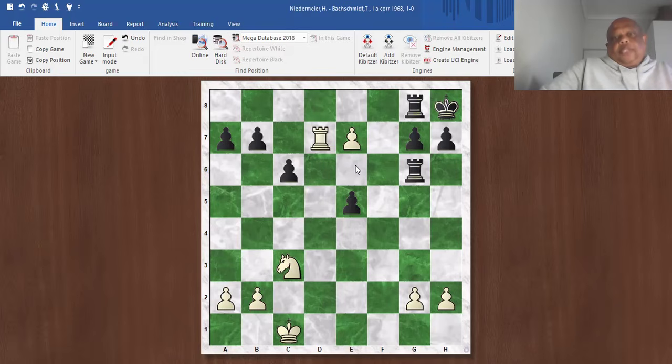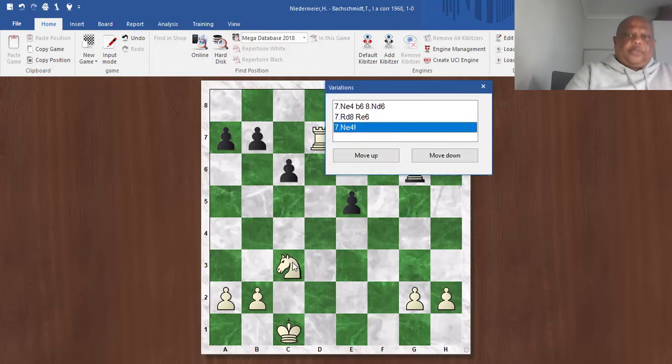So, two ideas. Now we realize that rook e6 is a thing. Rook e6 is a move that black wants to play to defend the position generally. So let's get closer then with our knight. We move our knight to e4.